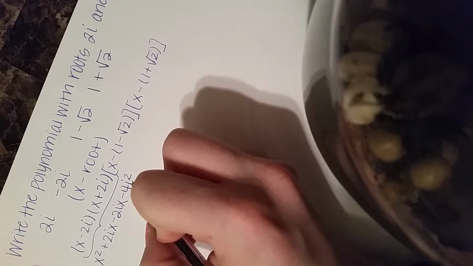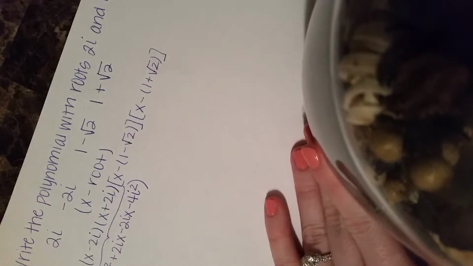Negative 2i times positive 2i gives me a negative 4i squared. The reason this is negative 4i squared is because negative 2 times 2 gives me a negative 4. I times I is just i squared. So now that I've done that, I'm going to deal with that in a minute and move on to this part. This part's a little more difficult.